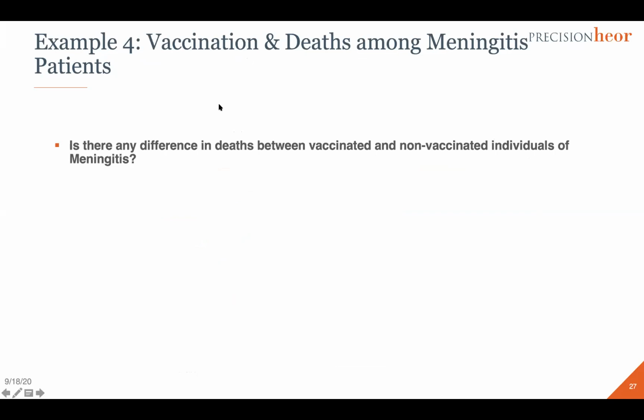There is also one more example, and I think I have a few minutes. There is a difference in deaths from meningitis between vaccinated and non-vaccinated individuals. The deaths are more in non-vaccinated than vaccinated. Can you find it out? This is a very simple example. So you have to build a tree first, whether they vaccinate or do not vaccinate.